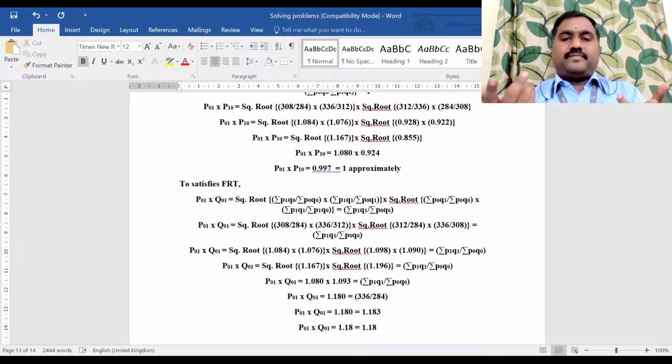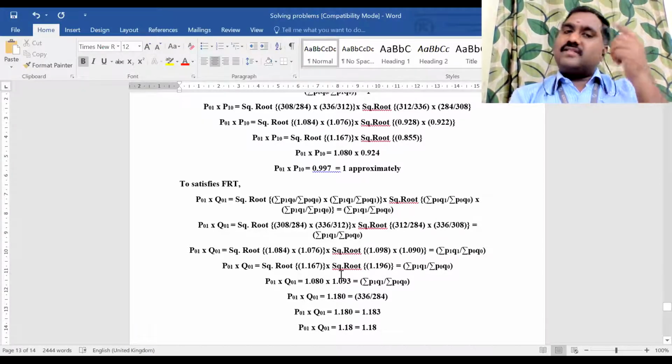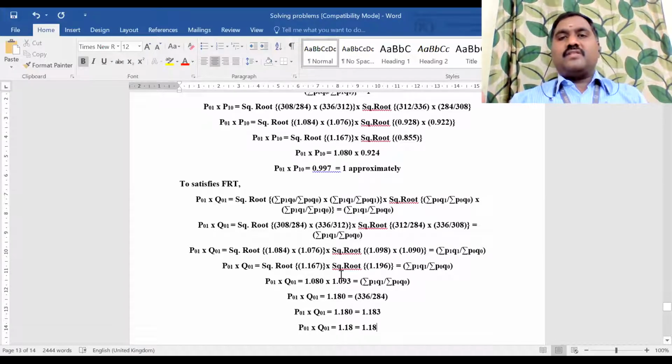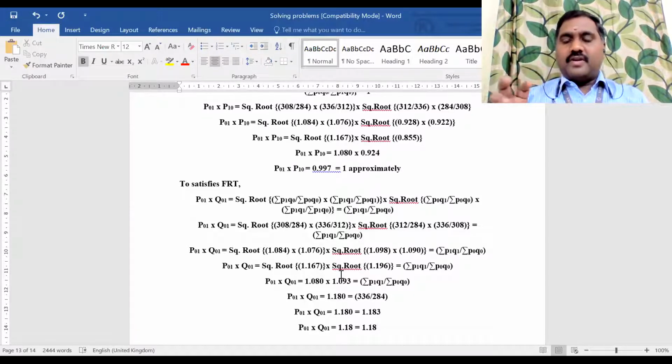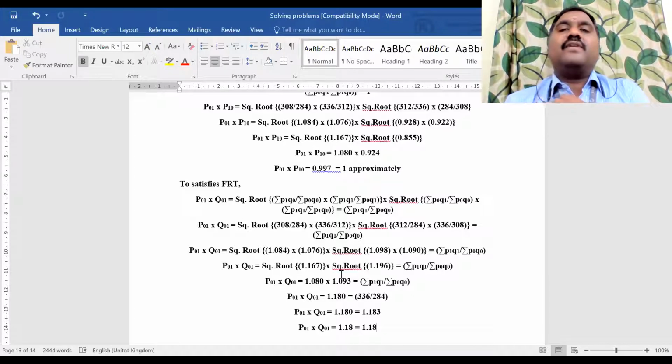That is proved. That means this combination value, the left hand side, is equal to summation P1 Q1 by summation P0 Q0. You can prove it in decimal also, but sometimes we can stop at the second step itself. After simplifying the cross values, you will get the left hand side as 336 by 284, and the right hand side also has 336 by 284. It is proved. It is not that you have to come to the decimal value. Even in the fraction form, if it is proved, no problem. So now it is verified. Both TRT and FRT are verified.